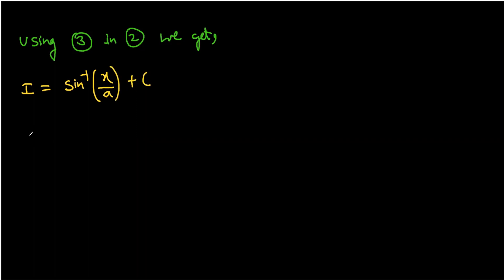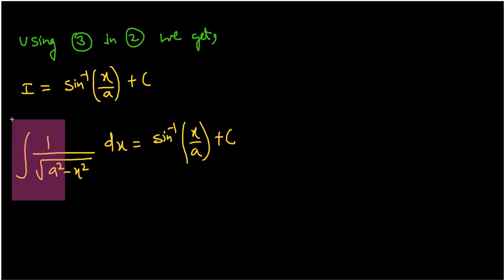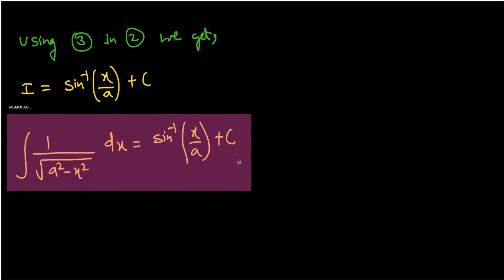And what is I? I is the integral of 1 upon square root of a square minus x square dx, which equals sine inverse of x over a plus c. This is the final theorem which we proved just now.